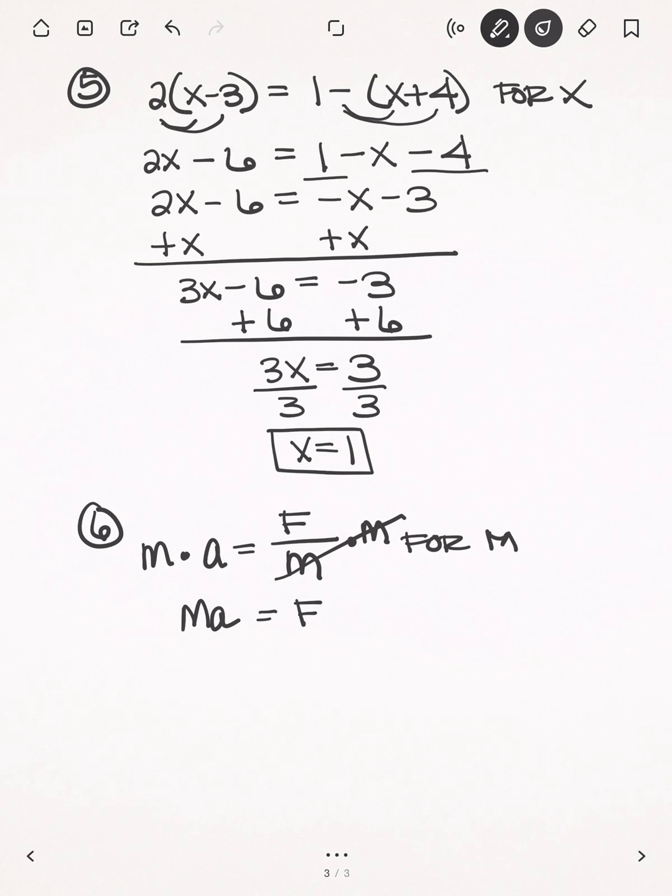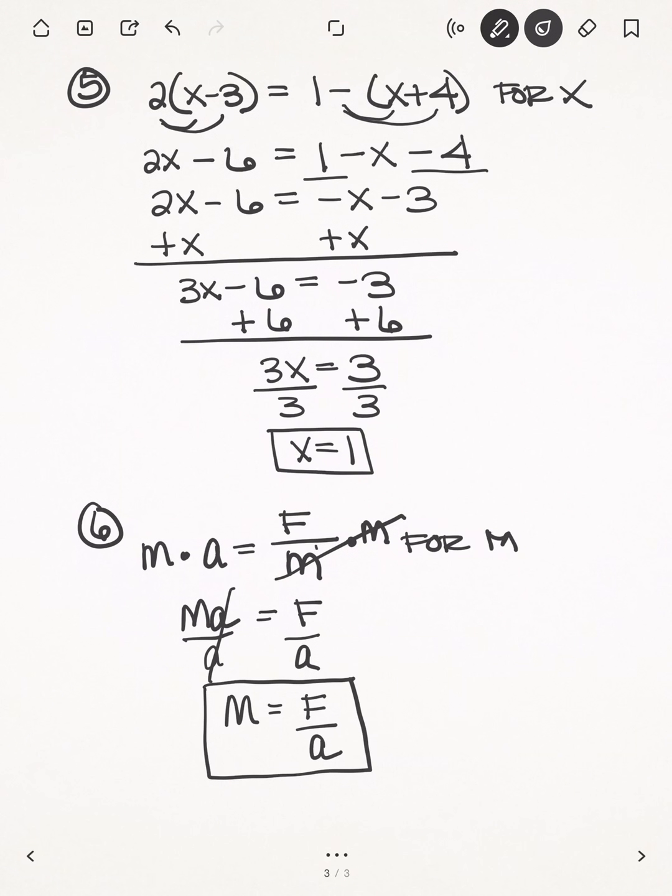And I want to solve for m, so now I have to move the a. What's the opposite of multiplying by a? That would be dividing. So I'm going to divide both sides by a. My a's cancel. I have m by itself, and it equals F over a. Hopefully somebody got that one right. It's just strange because normally when we're solving for a letter, we move everything else. Well, in this case, we had to move the m first because it was on the bottom of the fraction. Okay, next page.